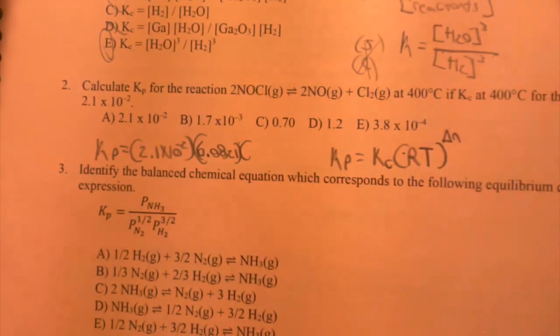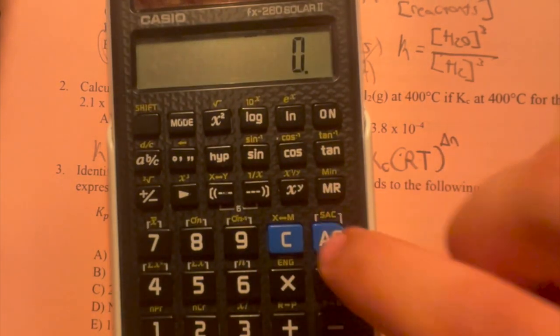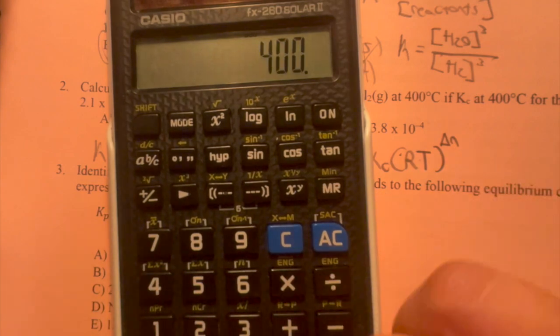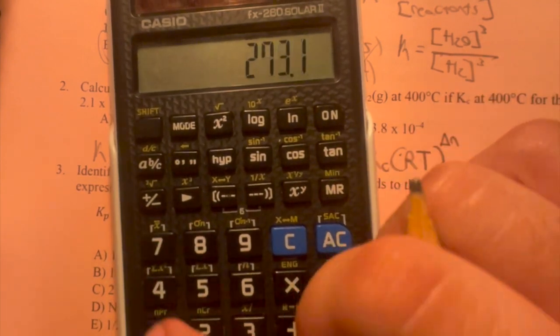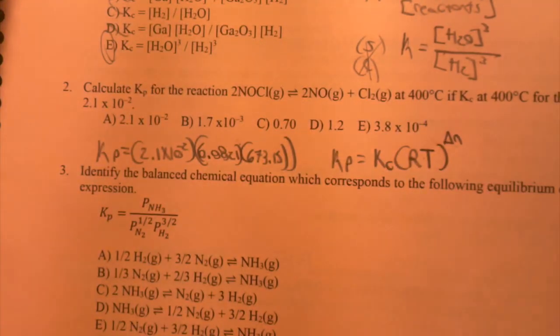And then our temperature. Our temperature, remember, has to be in Kelvin. So then it's going to be 400 plus 273.15. So 673.15.